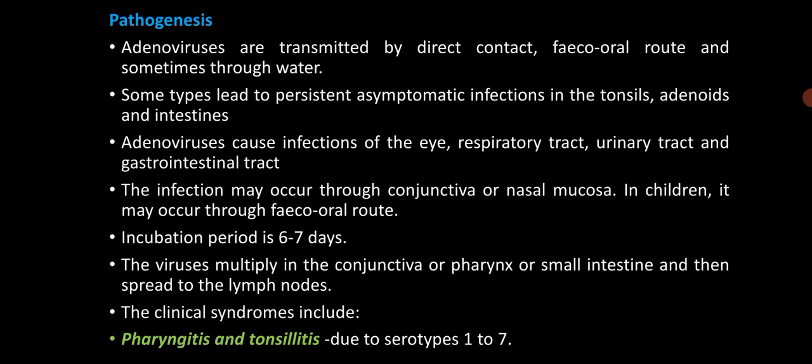Pathogenesis. The adenoviruses are transmitted by direct contact, the route by which the viruses pass from one person to another, and also by the fecal-oral route. Fecal-oral route means fecally contaminated food and water consumed by ingestion through the mouth. Consumption of contaminated water is also one of the causes of infection.